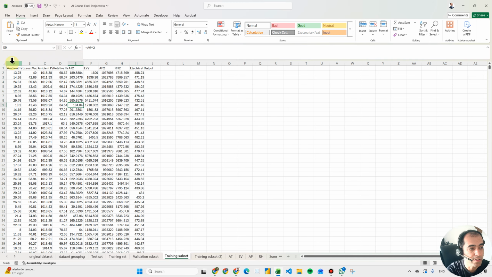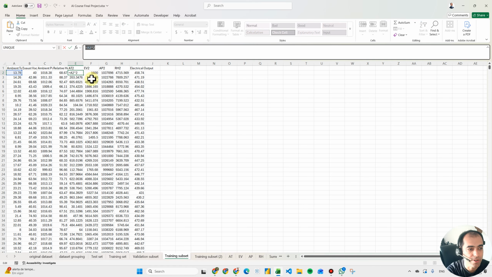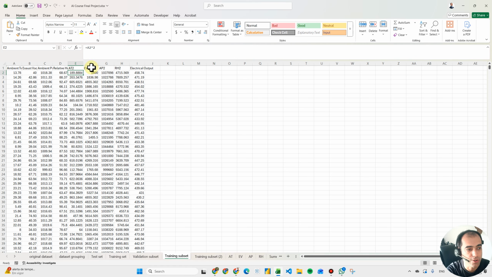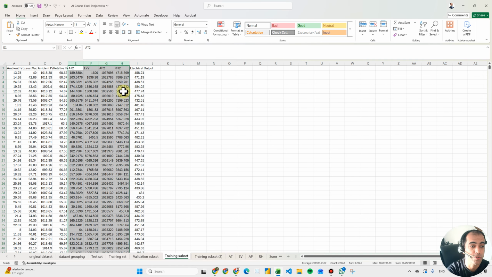And this is what I end up with for my training subset. I squared each individual feature. So this is ambient pressure squared, as you can see here in Excel, and all the other features as well. Because I wanted to test not only the linear value, the actual value, but also the relationship with the polynomial or the squared version to see if there was a relationship there. And I ended up getting good results.